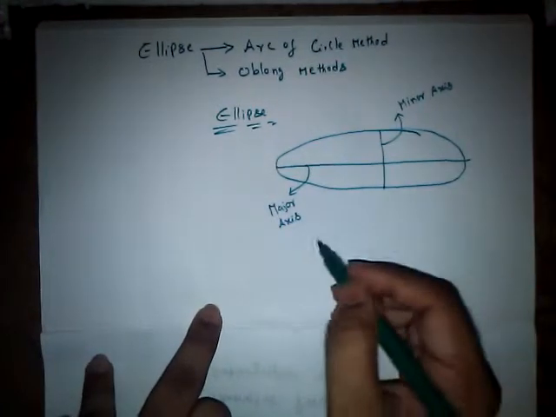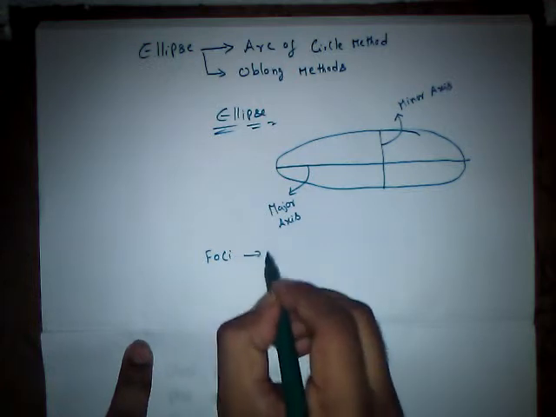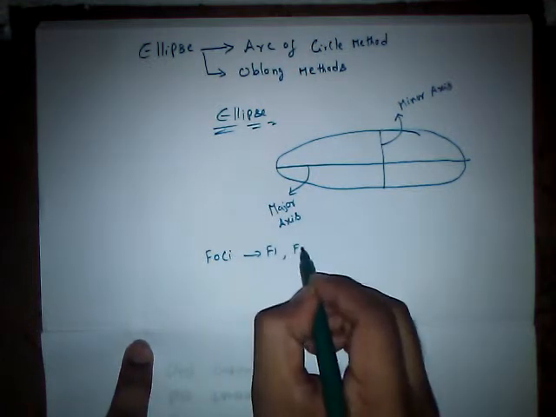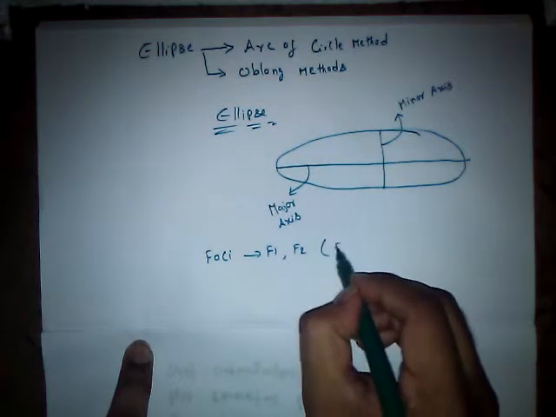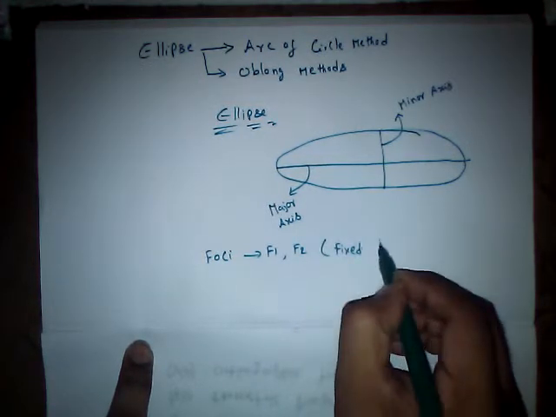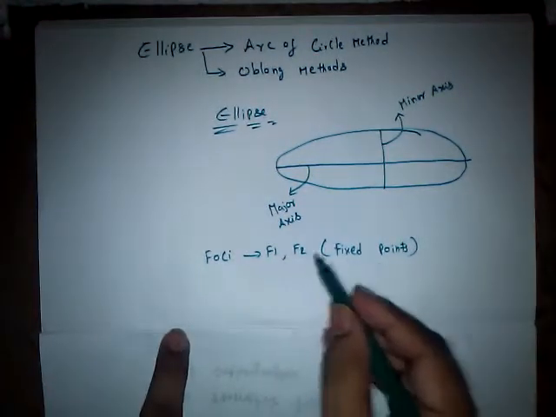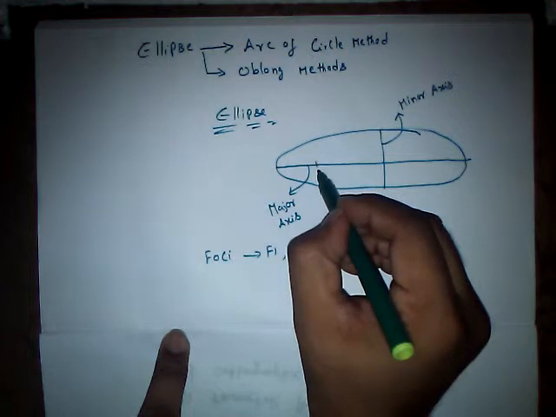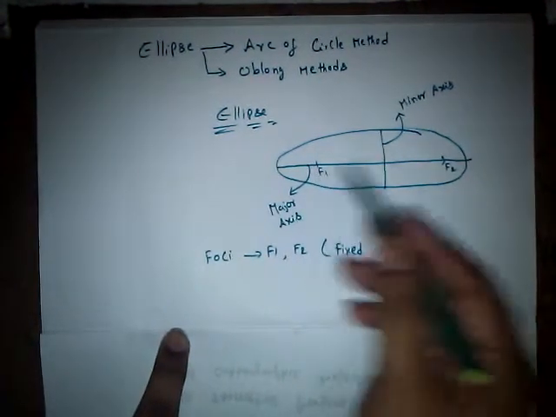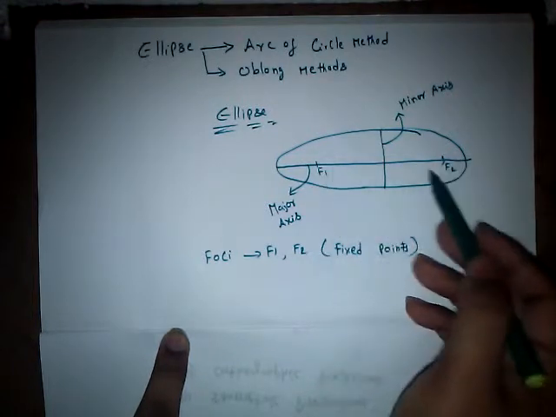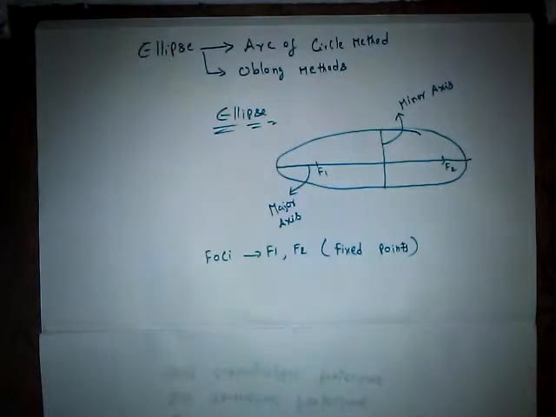And we are going to have two fixed points, which are nothing but foci, focus 1 and focus 2, and the plural form is known as foci. In the questions you are going to see them as fixed points. The fixed points are going to lie on the major axis, F1 and F2. How we are going to attain these two fixed points, we shall learn in the next class. And let us move to the next one.